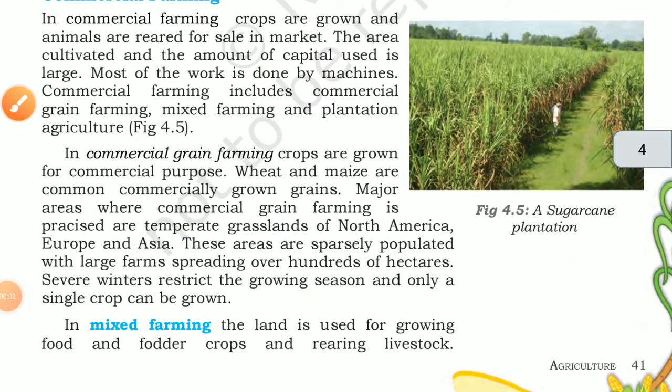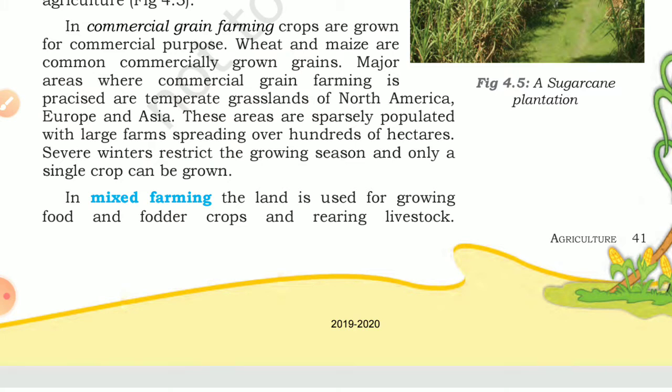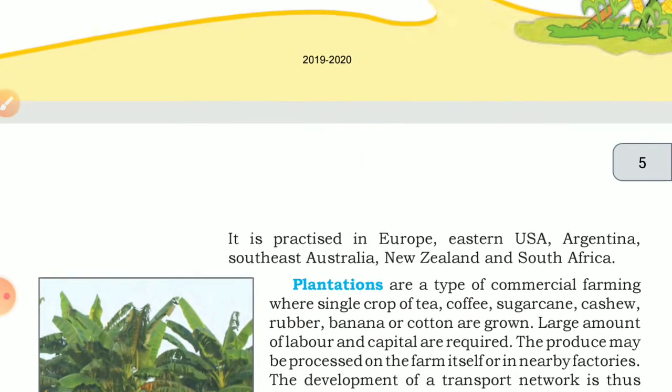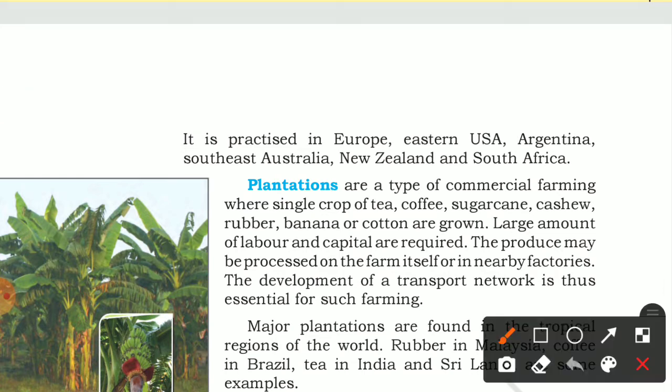Dear students, as we have discussed commercial farming, today we are discussing mixed farming. Basically, in mixed farming, the land is used for growing food and fodder crops and rearing livestock. It means there are mixed crops cultivated on a particular land. It is practiced in Europe, Eastern USA, Argentina, Southeast Australia, New Zealand, and South Africa.